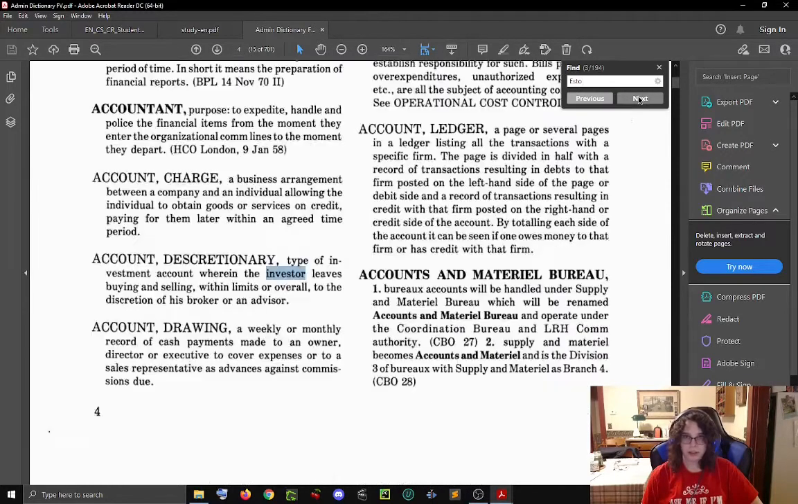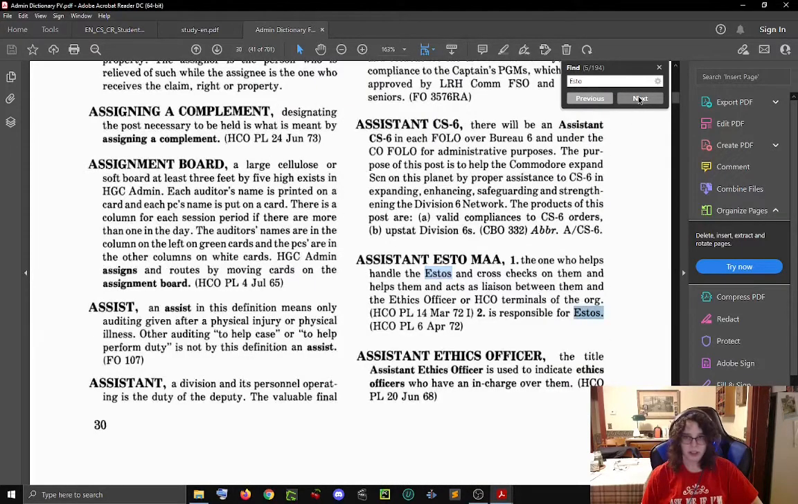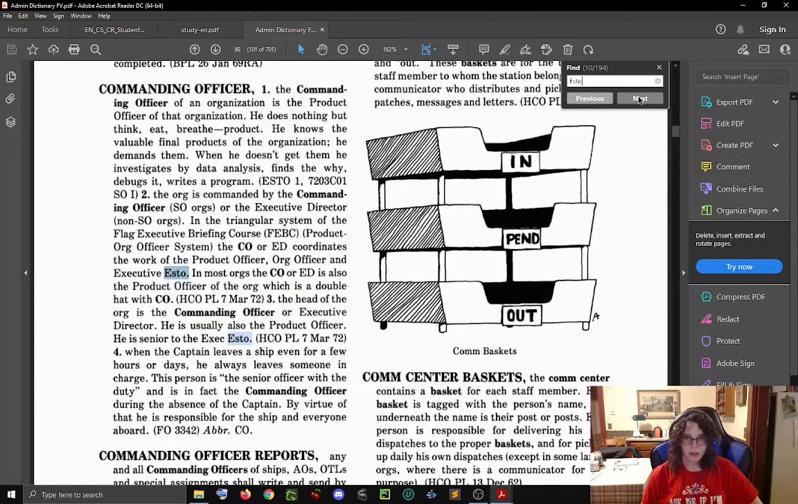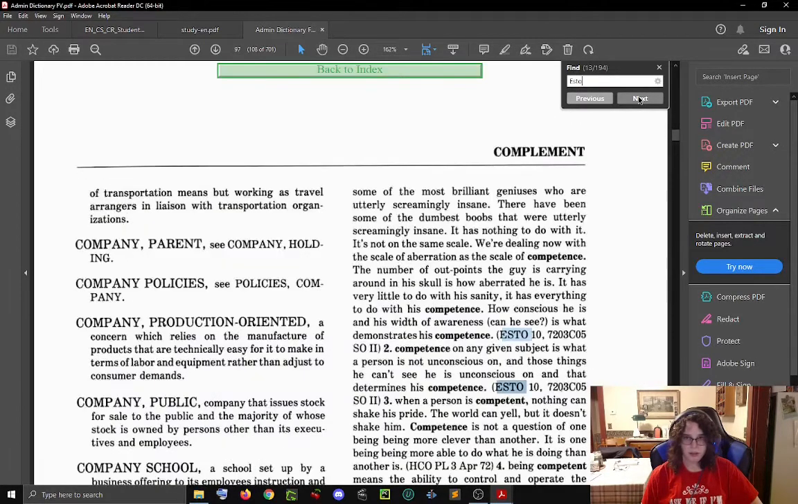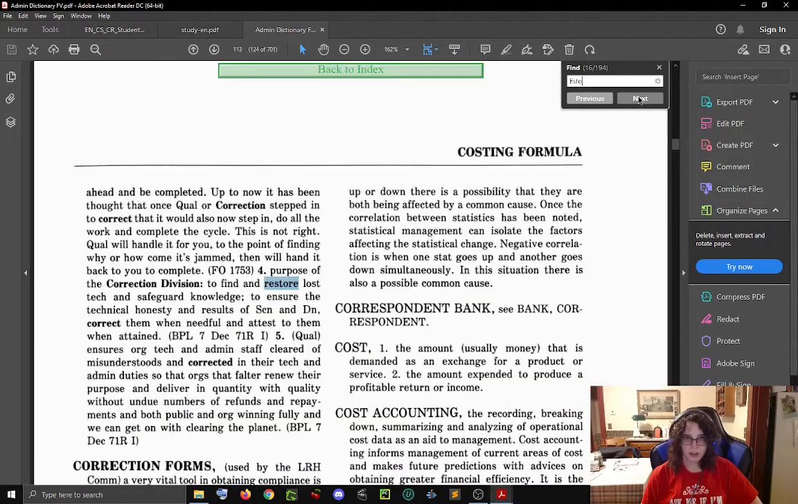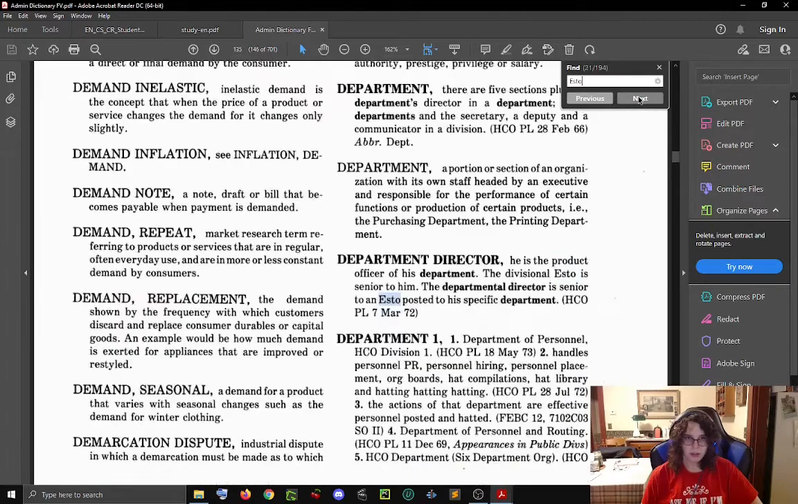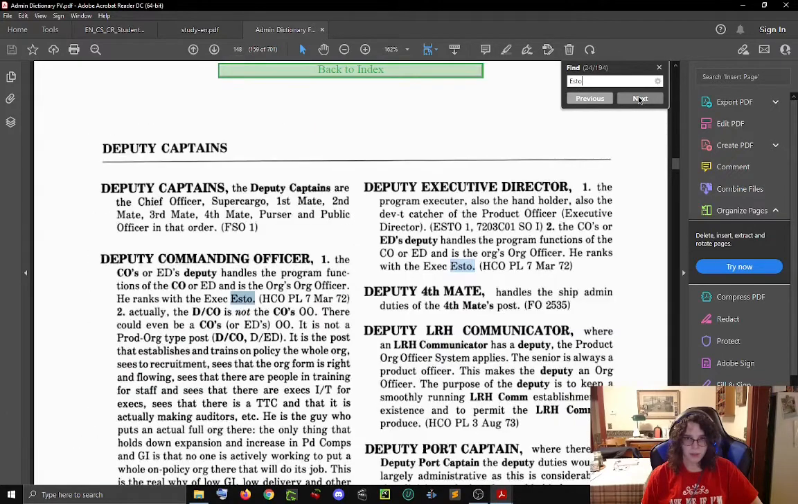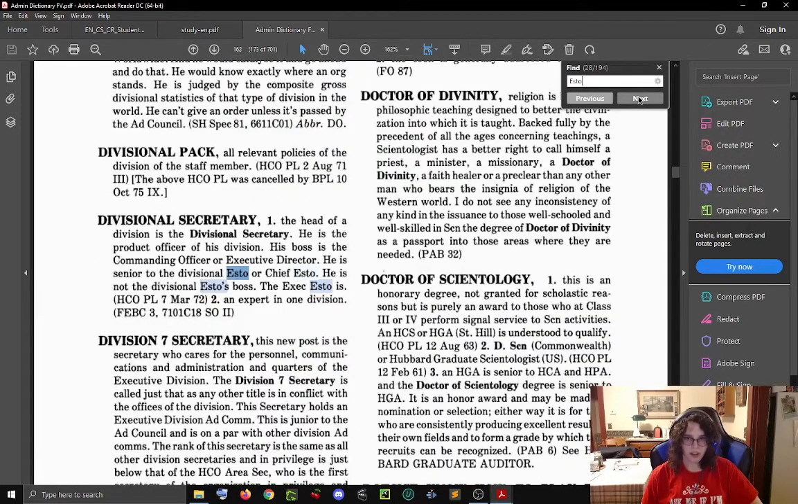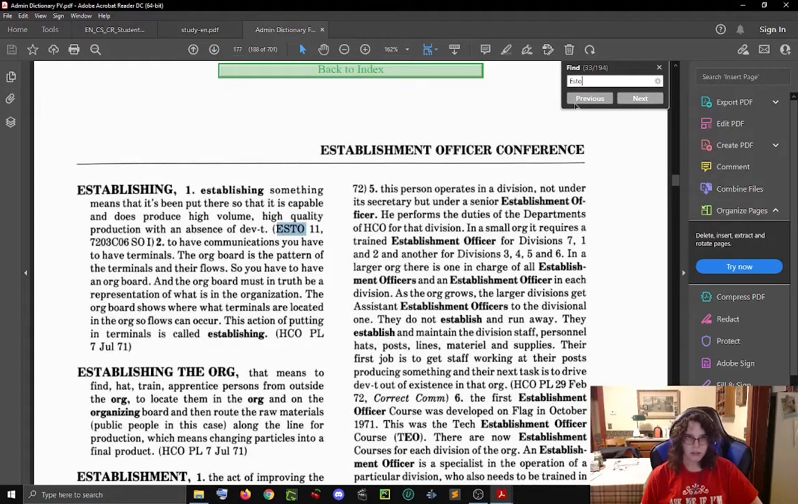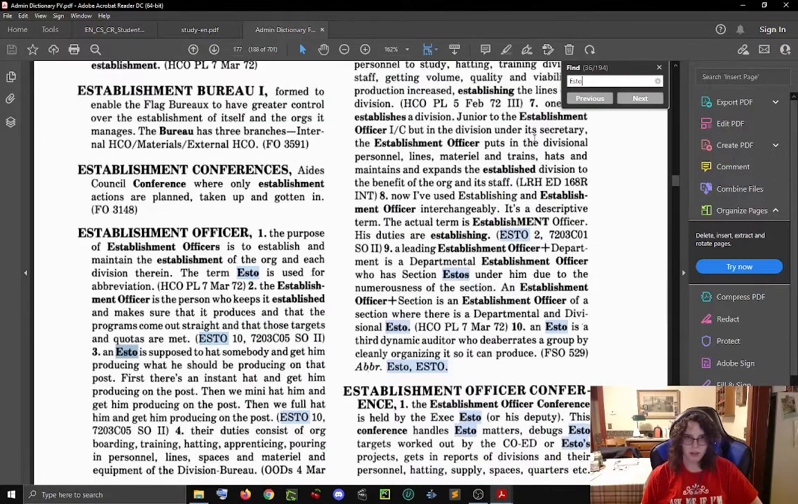ESTO. Investor. ESTOs. Charter. Chief Officer. ESTO. Restore. I think it's this one that doesn't have an actual table of contents to look through. Okay.